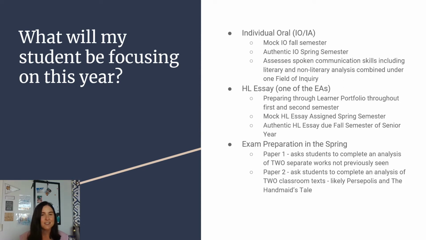The IO assesses spoken communication skills, including literary and non-literary analysis combined under one field of inquiry. If you're wondering what a field of inquiry is, there are 5 different ones. One of them is culture, community, identity. Another is beliefs, values, and education. Another is science, technology, and the environment. The 4th is politics, power, and justice. And the 5th is creativity, art, and the imagination.